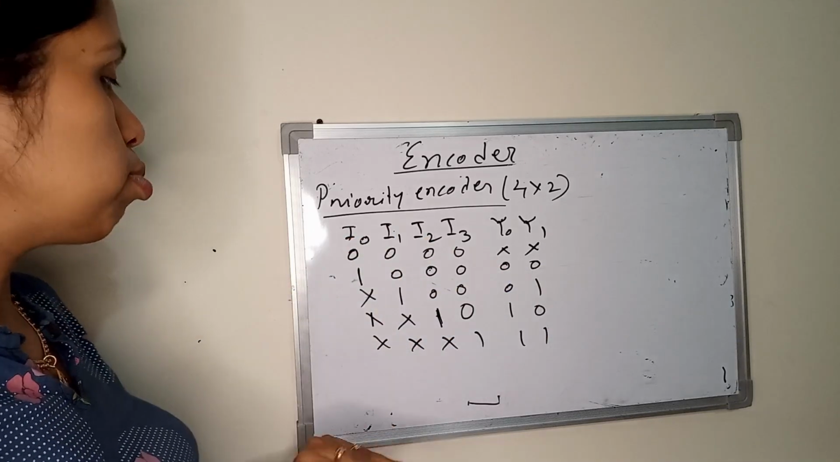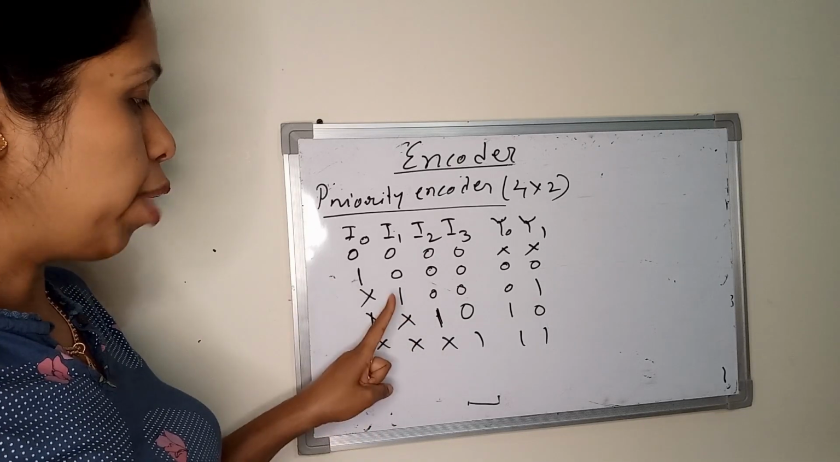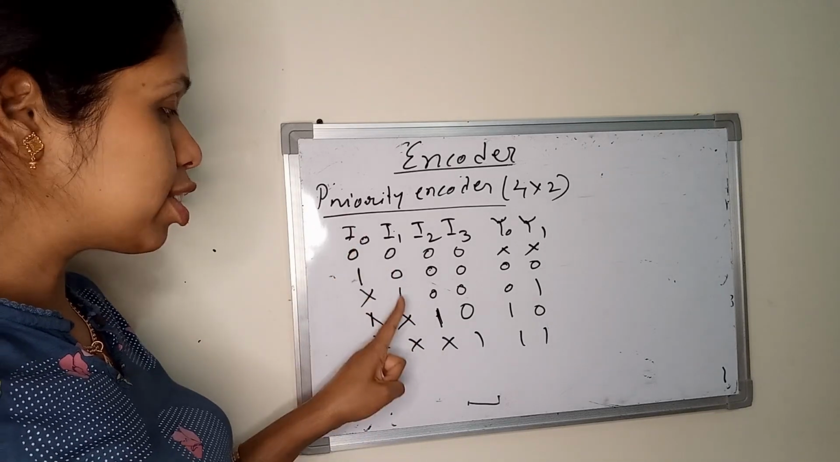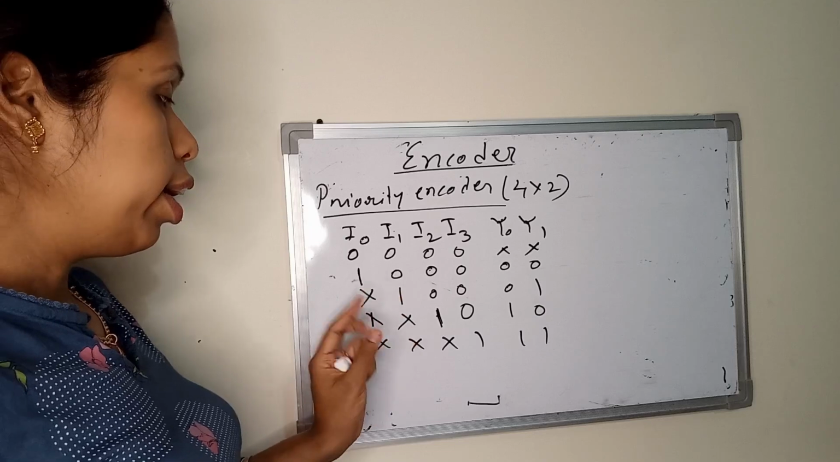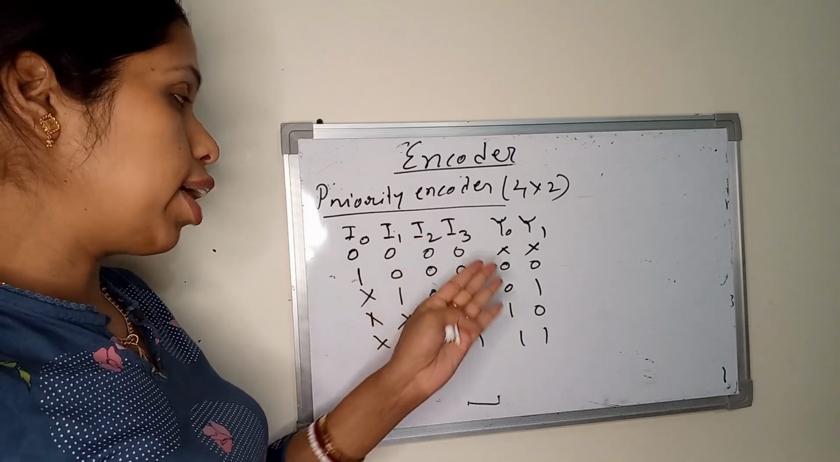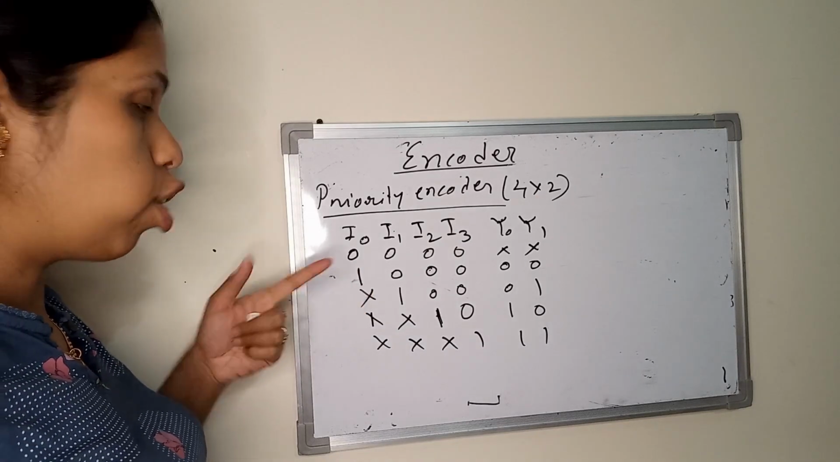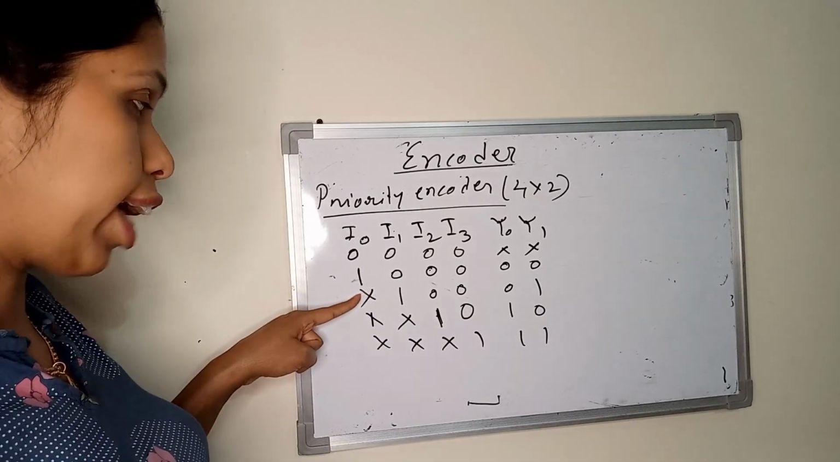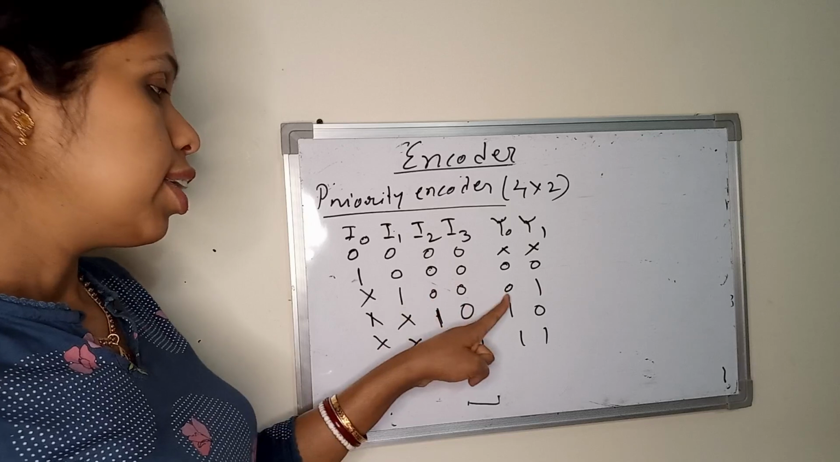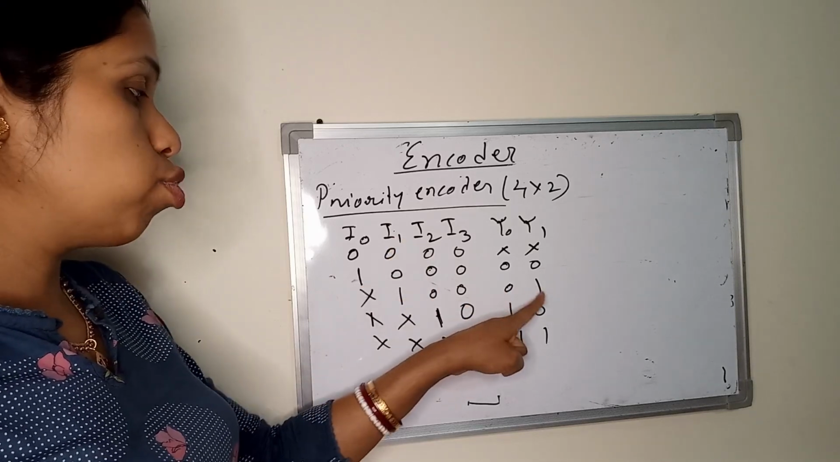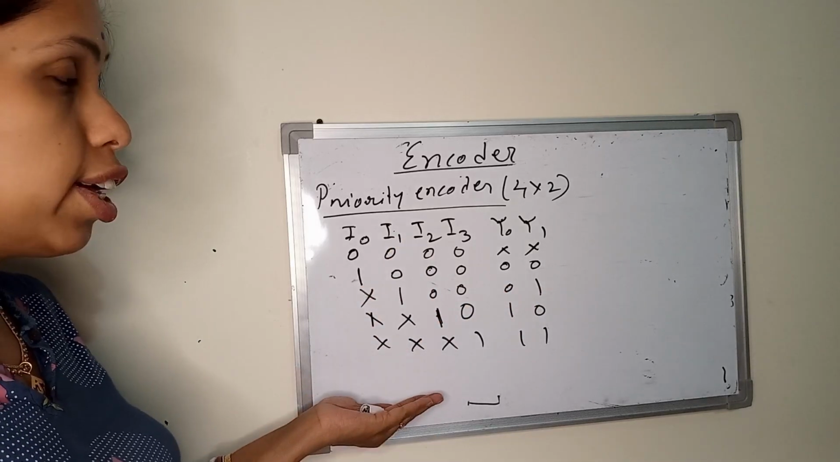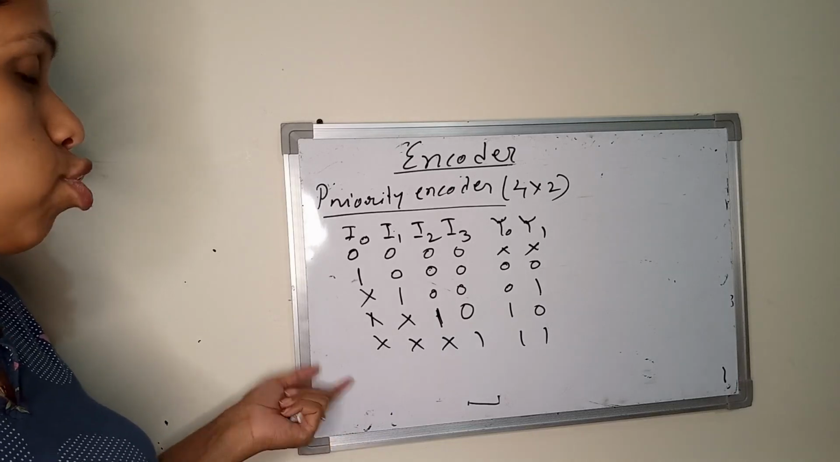Okay, now if you will see, my I1 is logic 1, right? And the other two, I2 and I3, are 0. So whatever input I am sending through the I0, I will not bother about this one. So it is X, right? So I will get 0 1, right? 1 is equivalent to 0 1. In this way I have written the truth table. Now, this is the truth table.